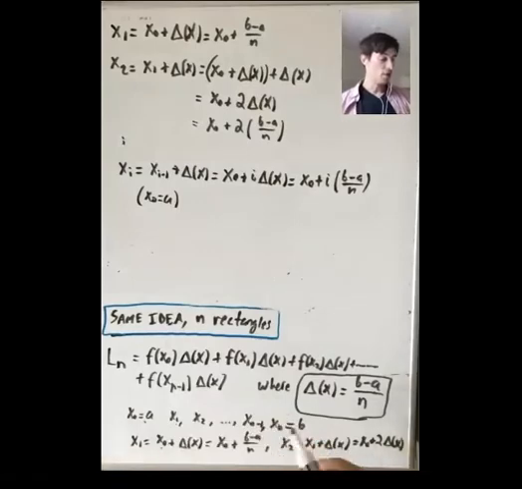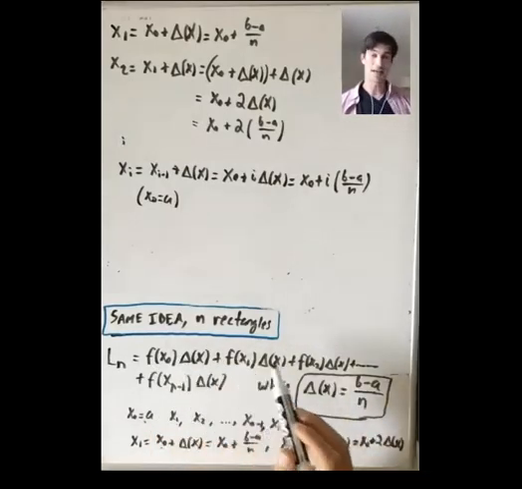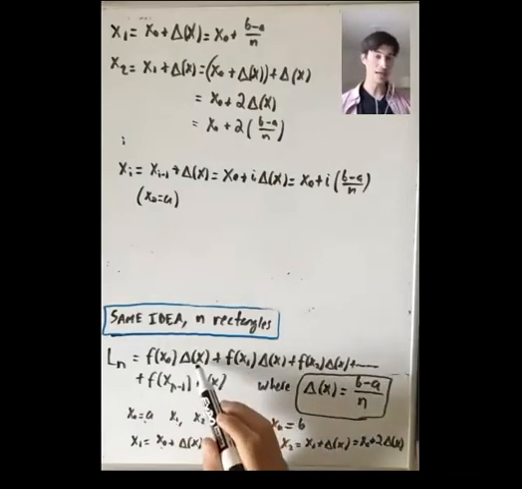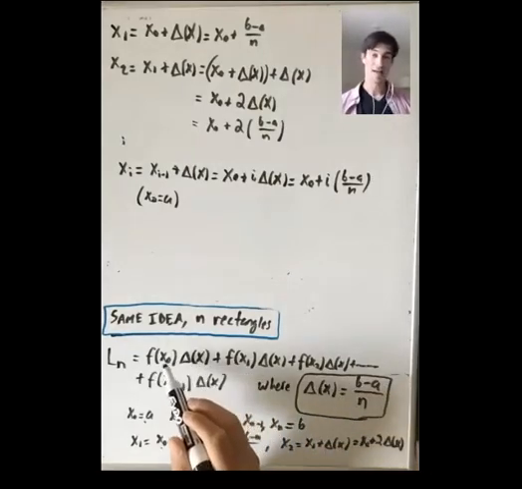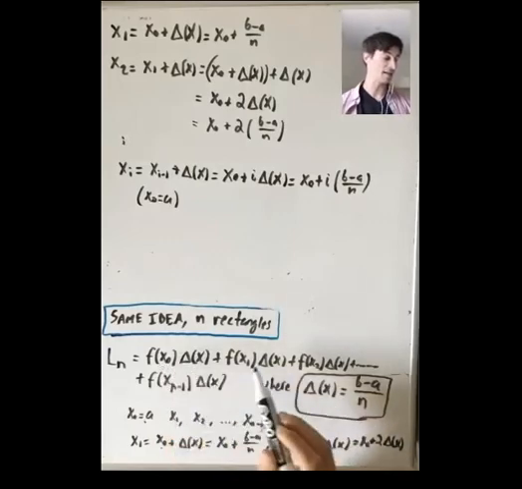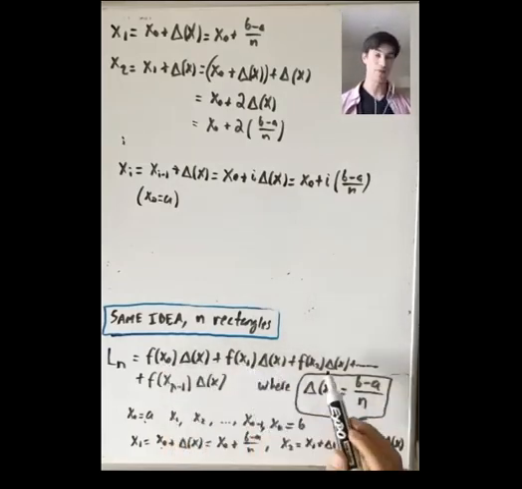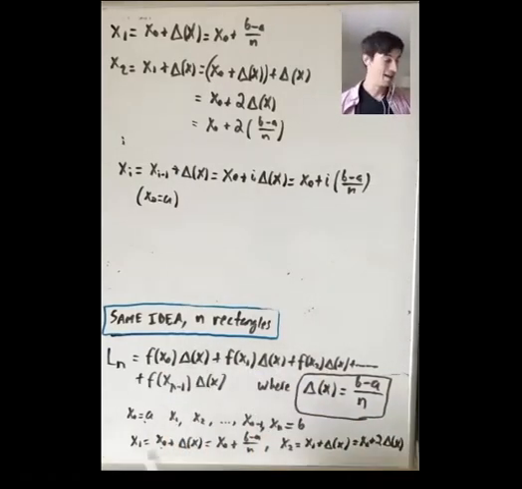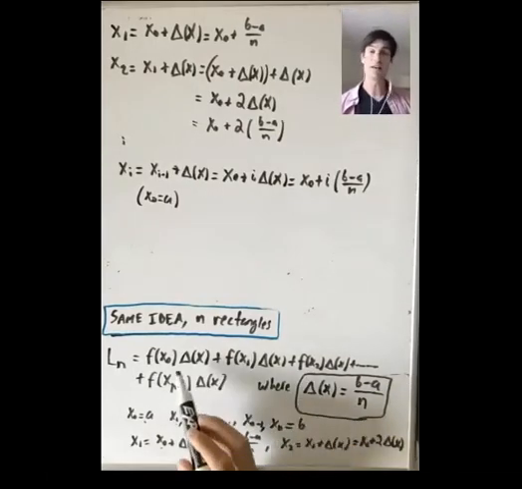Okay, so we saw this initial expression for Ln. This is the sum of n rectangle areas. We know the base of each rectangle is delta x, and the height of each rectangle is f of x0, f of x1, f of x2. And now we know these points, x1, x2, x3, x4. We know what those points are, so we can evaluate our function there.